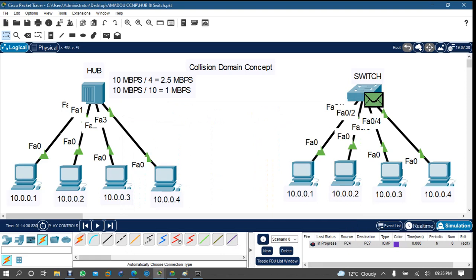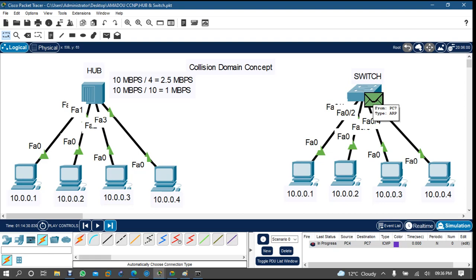For the sender, yes, for PC A. And now the data has... now tell me, will the switch do anything in this case? Not yet. Okay, now in this case, will the switch do anything? Yes, it has to store the MAC address of PC 4. The switch will store the MAC address of PC 4.